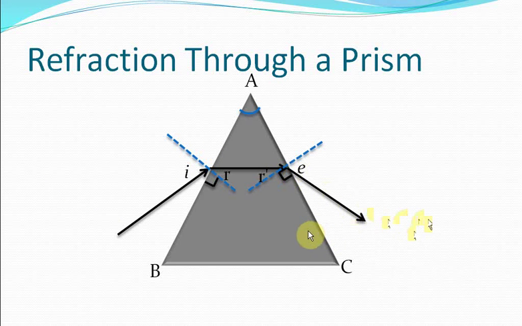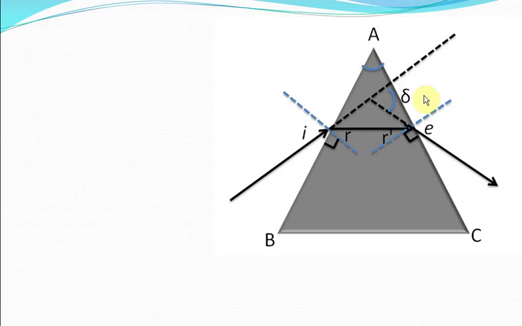Now what has been the net deviation suffered by this incident ray here? If we extend this incident ray forward and we calculate the angle between the incident ray and the emergent ray, we find delta. Delta is the net deviation caused by the prism. This is a very important quantity for any prism, the angle of deviation. Let's try to calculate this angle of deviation for any random prism ABC.